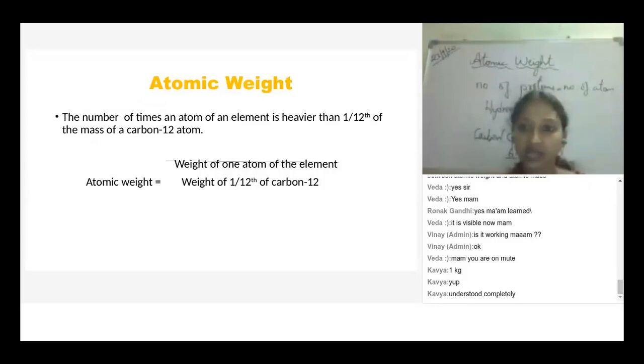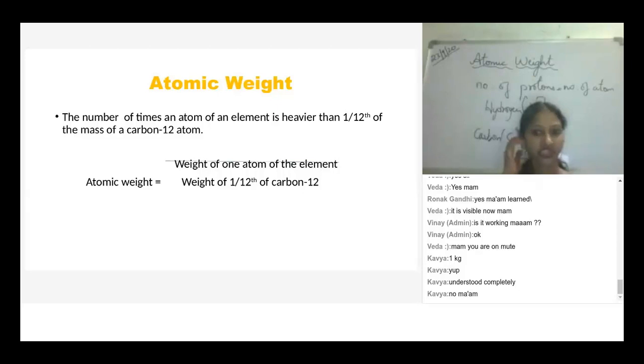In this concept, one atomic mass unit calculation involves 6.022 into 10 to the power of 23, Avogadro's number. You are going to calculate that in standard 9. Ronak, understood? If we go in depth, we need to cross into another concept like the mole concept, which you are going to learn in standard 9 chapter 2. We are just touching all the fundamentals. Chemistry is nothing but touching all the fundamentals. We are touching 9th and even 10th concepts. Any doubts, children?